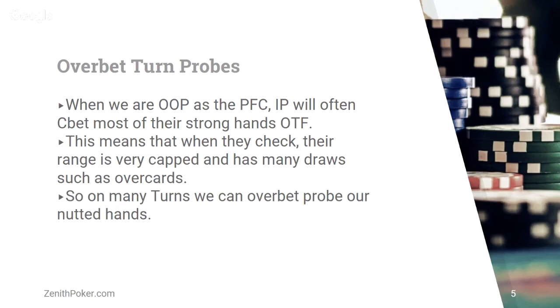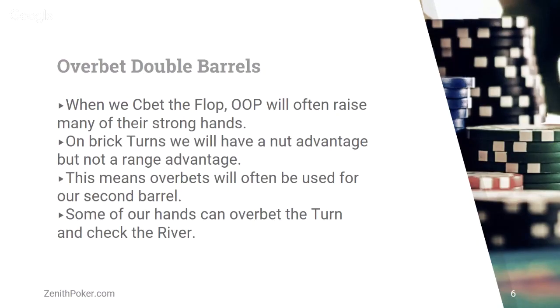All right, so we're moving on to overbetting as a double barrel. Often when we continuation bet the flop, the opposition player is going to check raise many of their strong hands. So when a turn comes a brick, often this means that the draws in both players' ranges have missed, and the nuts haven't changed. So we're going to have more nuts in our range than our opponent will, because they've raised their nuts on the flop.